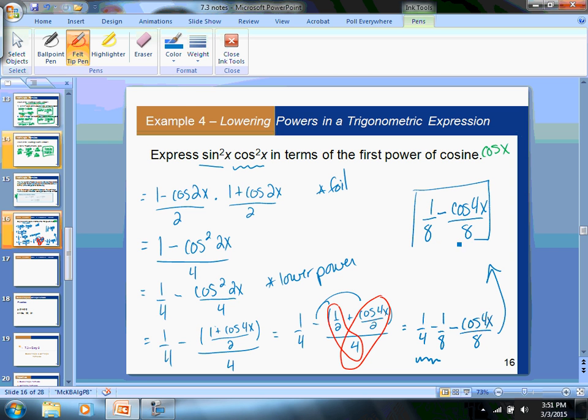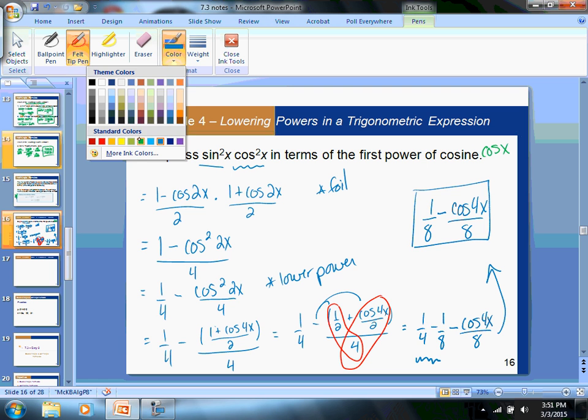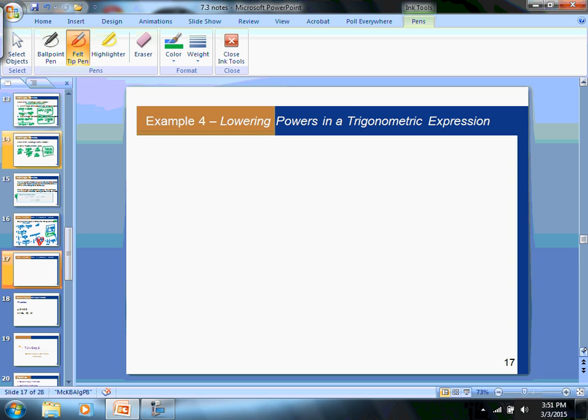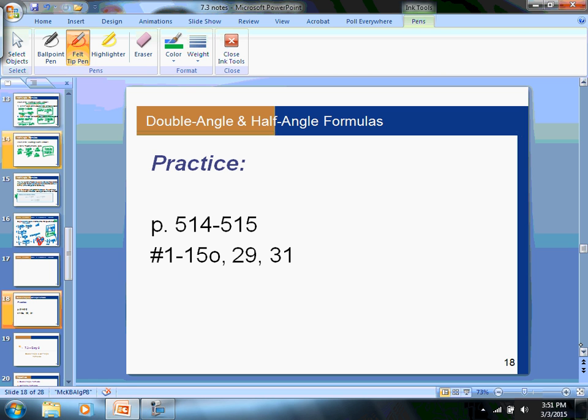Now you can leave it like that. Your book will take out the 1/8 as a GCF. So they'll write it 1/8 of 1 minus cosine 4x. Okay, so if you see that in the back of the book, it's the same thing as this fraction here. Okay, so this is a good problem to take a look at because you have to use the lowering powers twice. Most of the problems you'll just have to do it once, but this is just a good example to show you what you do if you need to do it twice. And that was extra room if we needed it, but I smushed it all onto the one slide.